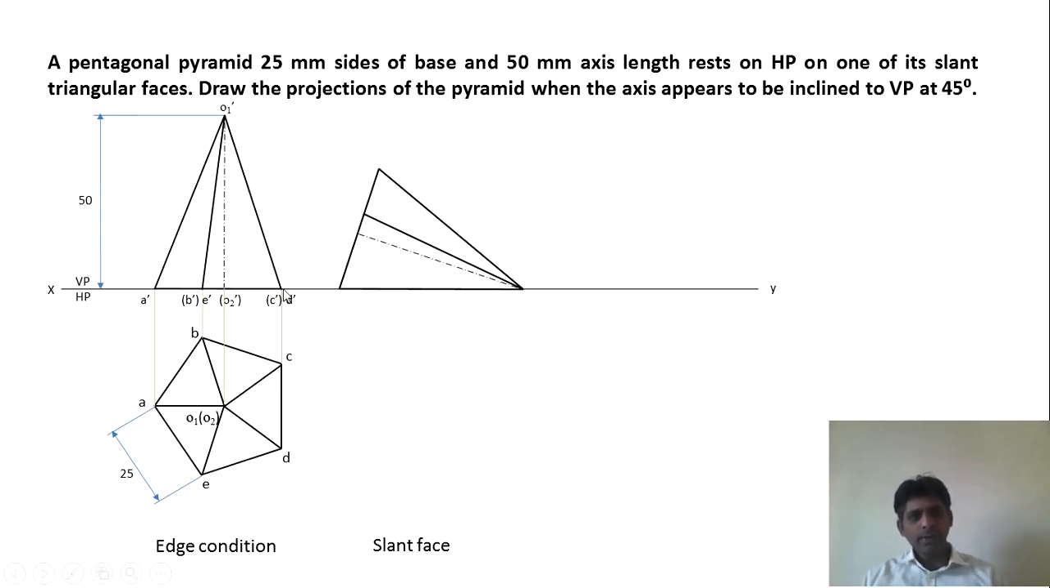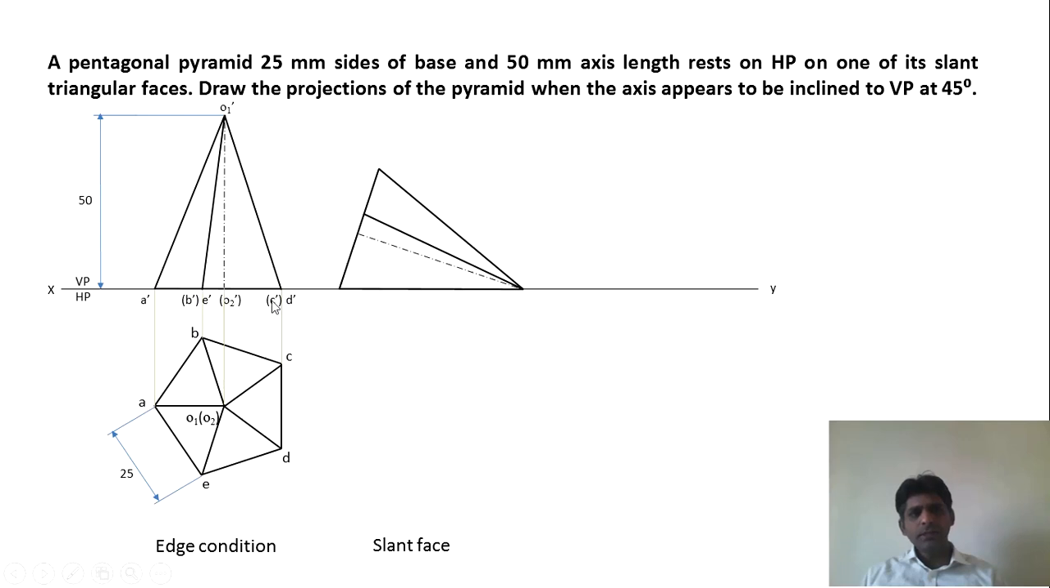You can measure the distance from C dash D dash to A dash and mark an arc. Next, measure A dash O1 dash, and from the point O1 dash, you cut an arc. The two arcs will intersect. That point is point A dash, and you join all the points.